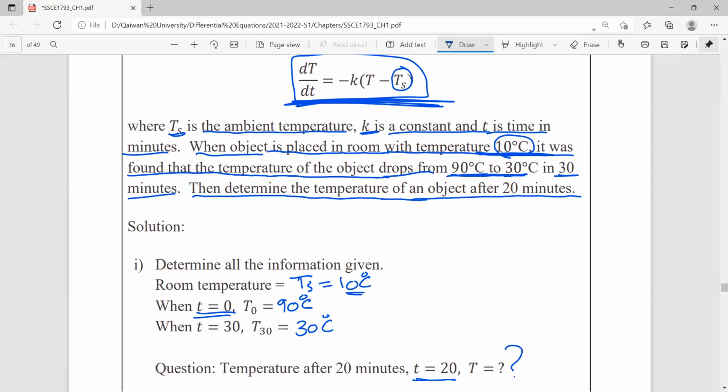We say we have an object. The temperature of a room is 10 Celsius degree, or TS. We place the object into that room, and the temperature of the object is dropped from 90 to 30. That means at the begin, the temperature of the object is 90 Celsius degree, and it becomes 30 Celsius degree after 30 minutes. That means at the begin time is 0.